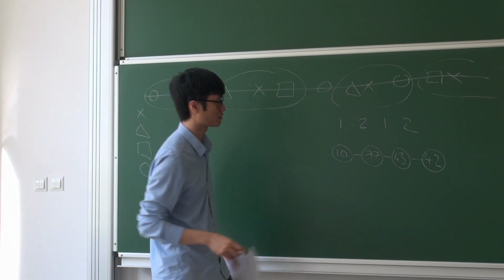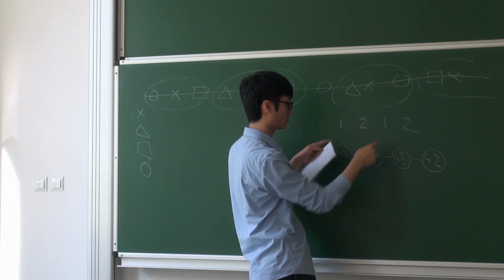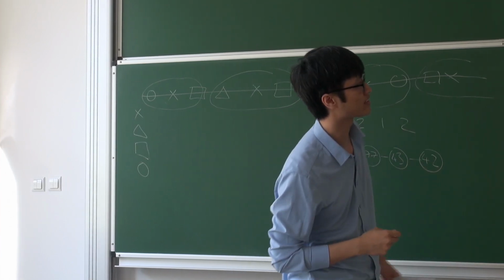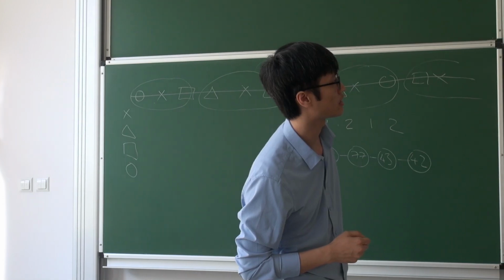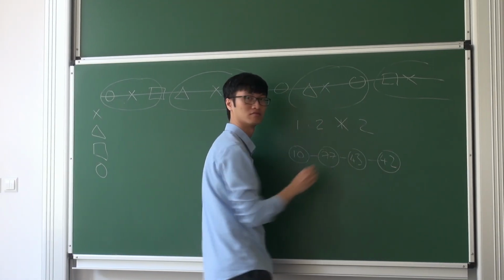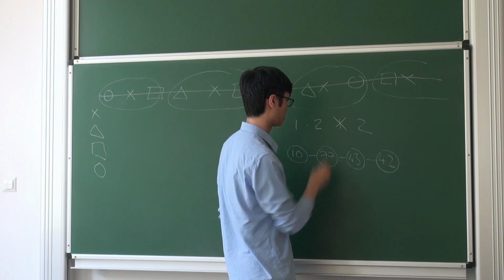Now, for each pair of the same color, which is the one with the smaller ID? I don't remember which one I kept. So I kept the smaller one. Okay. So for this pair, you remove this guy, right? And then for this pair, you remove this guy. Okay.